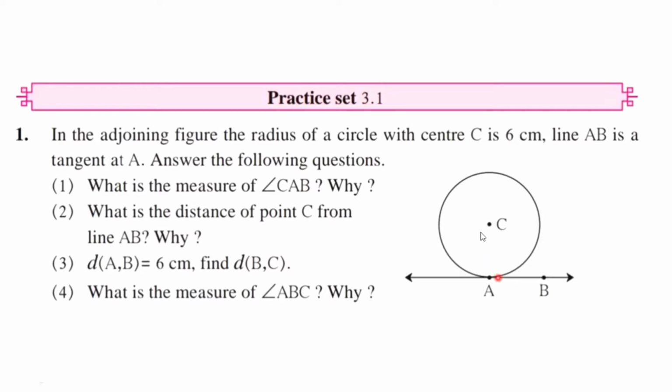So we have to construct segment CA. Second question is, what is the distance of point C from line AB? We have to find the distance of point C from line AB. If distance AB is 6 centimeter, find distance BC. If AB is given to be 6, from that we have to find BC. And the fourth question is, what is the measure of angle ABC?